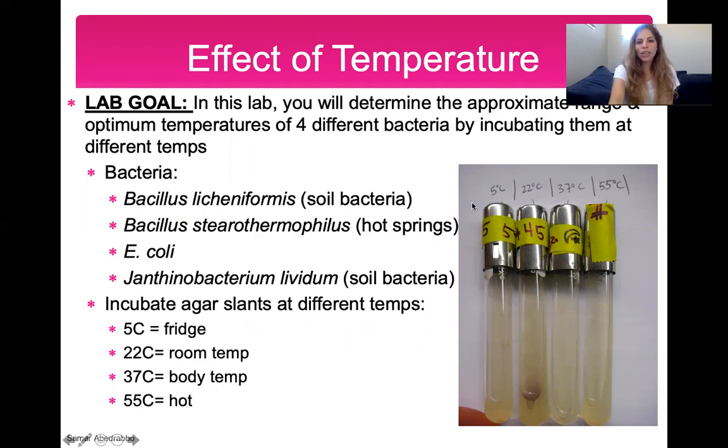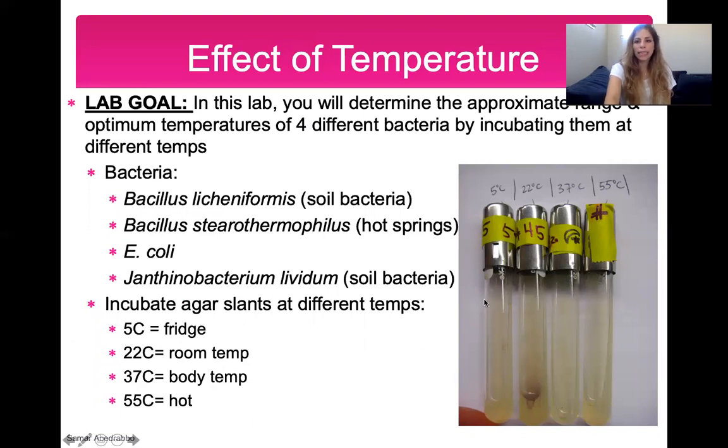So the bacteria you are going to test were Bacillus licheniformis, which is a soil bacterium, Bacillus stearothermophilus, which is found in hot springs, E. coli, which is found in humans as part of our normal flora, and then Janthinobacterium lividum, which is also a type of soil bacteria. So you are going to take these bacteria, and for each one, you are going to streak 4 different agar slants. Agar is just the food that the bacteria use to grow.